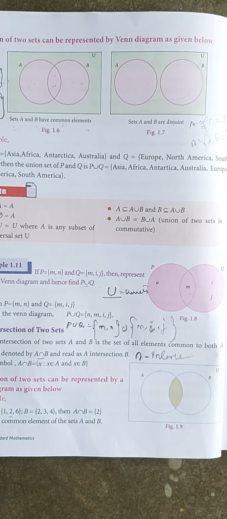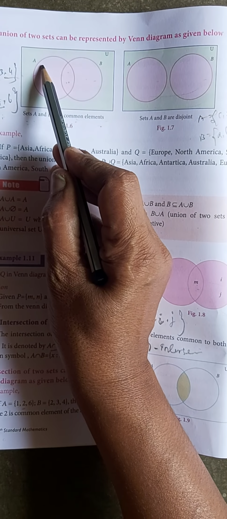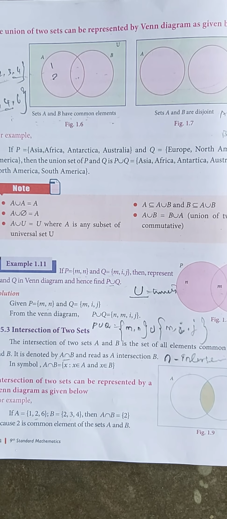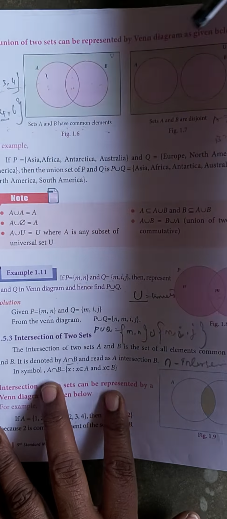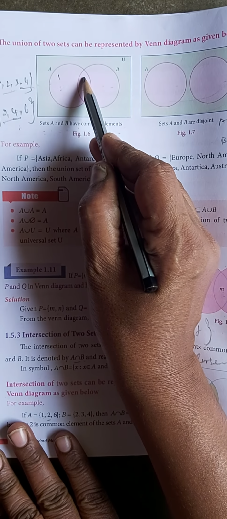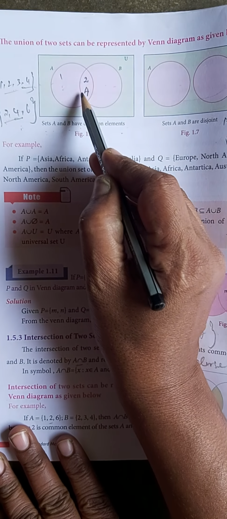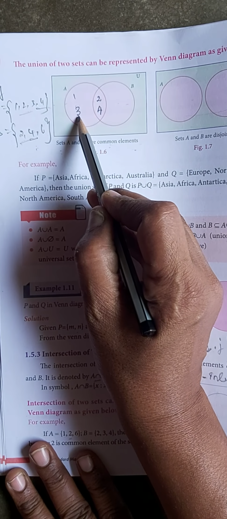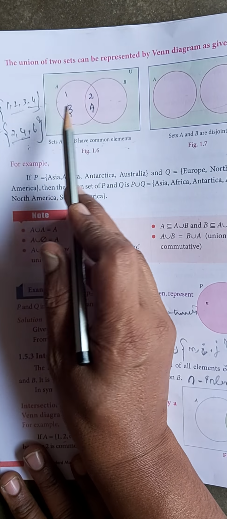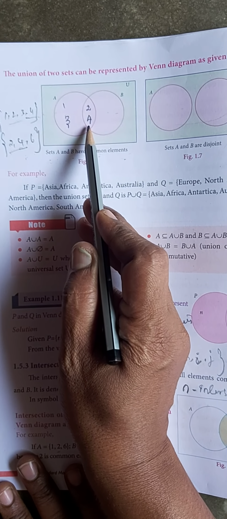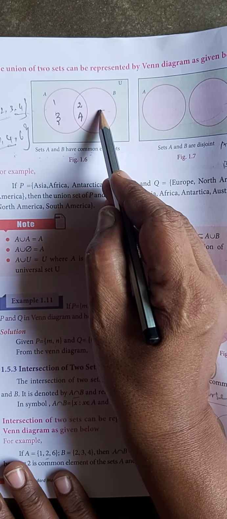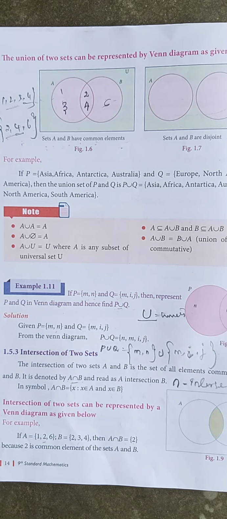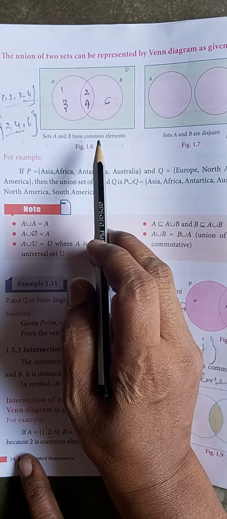How do you write it in the diagram? First you write the common values, 2, 4. Next, what is the balance value of A? 1 and 3. What is the balance value of B? 6. So common values 2, 4 go in the middle, and the balance values go in their own parts. This is the case with common elements.